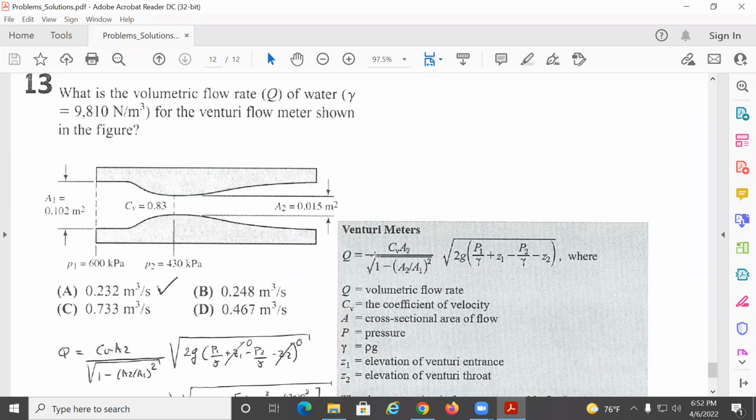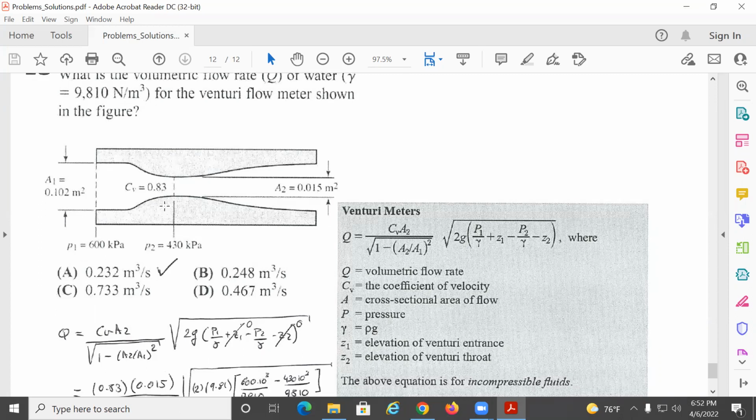Problem number 13. What is the volumetric flow rate Q of water? And they give you the specific weight gamma, 9.81, for the Venturi flow meter shown in the figure. So again, this is the Venturi. Like I was saying before, the Venturi effect. This is like what they do in the wind tunnel.